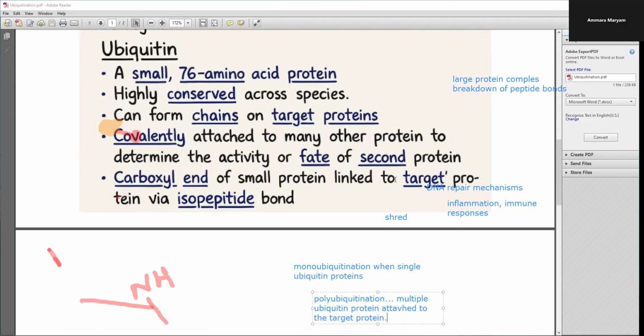fate of the target protein. For example, if we simply attach a single ubiquitin molecule to that particular protein, now that protein will not degrade. If the chain of ubiquitin molecules gets attached to the target protein through isopeptide bonds, then this particular protein will be degraded by the proteasome.